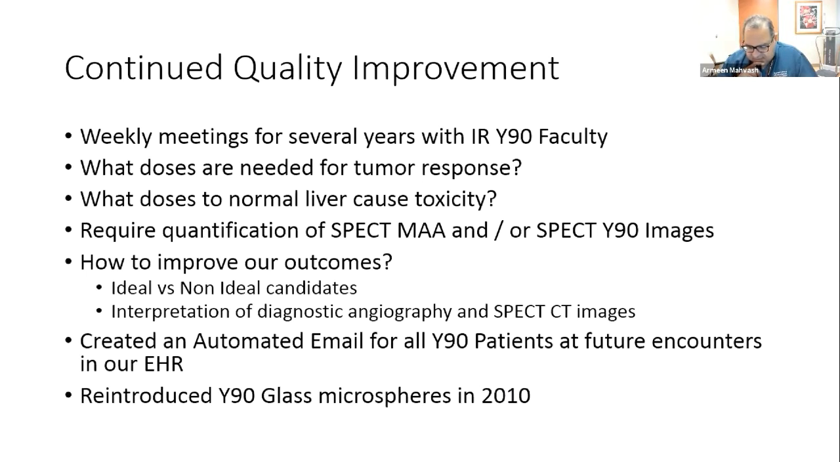Essentially, we stopped doing our weekly meetings, honestly, after about 3 or 4 years, basically because I got married and had kids, and my wife said you can't stay late for 2 hours every Wednesday evening. And we obviously had a certain level of experience at that point, but we still had these questions: what are the doses that we need for tumor response? What are the doses that cause liver toxicity? And then we need some quantified images, and then what cases are ideal and non-ideal.